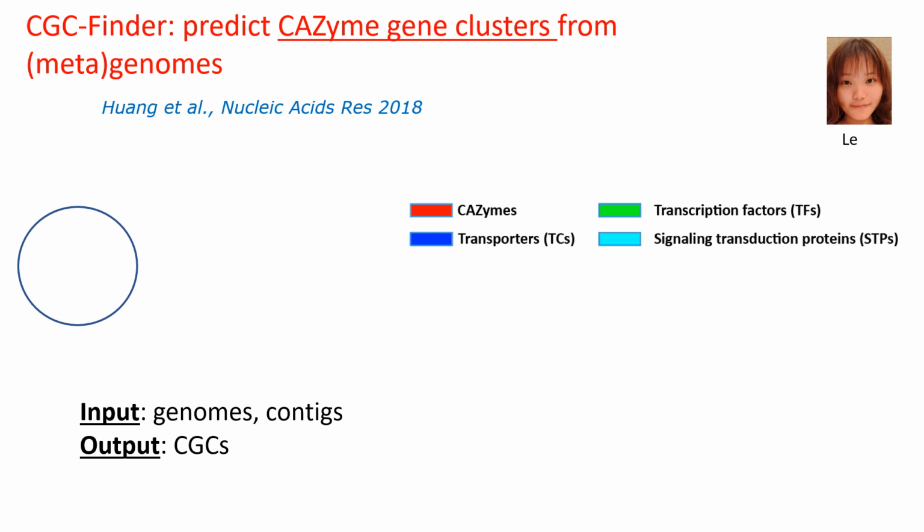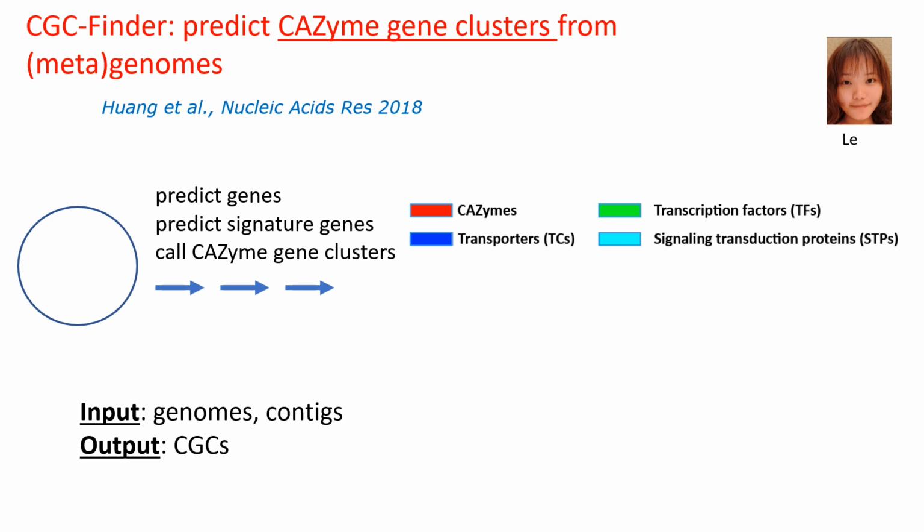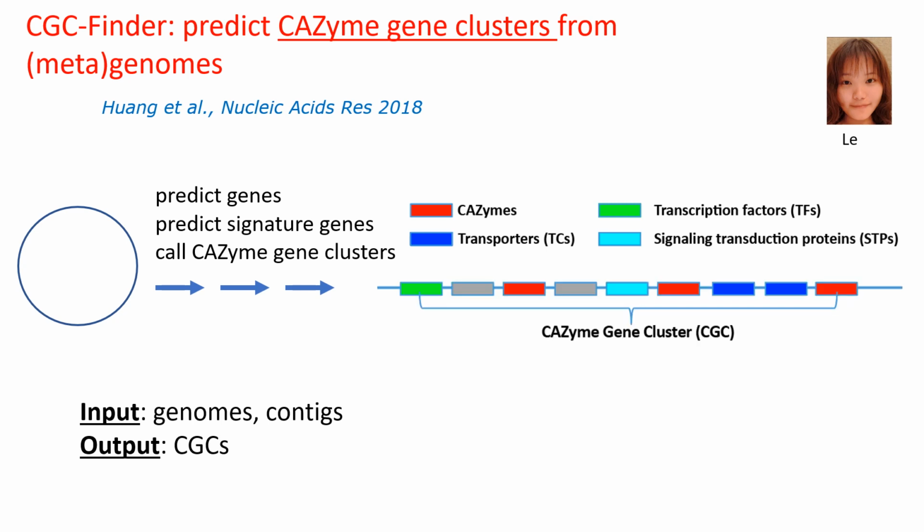We have developed CGC-Finder, a program to automatically scan any given DNA sequences to identify colocalized TCs, CAZymes, TFs, and STPs. It is integrated in the dbCAN tool package. Based on the result, we developed novel substrate prediction approaches.